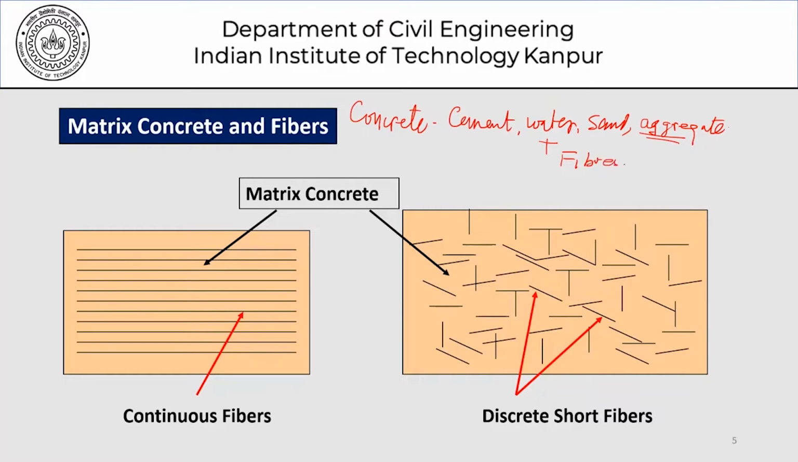Now this picture here shows two types of fibers being used. This is the matrix of concrete. One is continuous fibers and the other is discrete short fibers. So these long fibers are continuous. So this could be again reiterated as long continuous fibers. And here we have short discrete fibers which are oriented in random directions and distributed throughout the matrix.